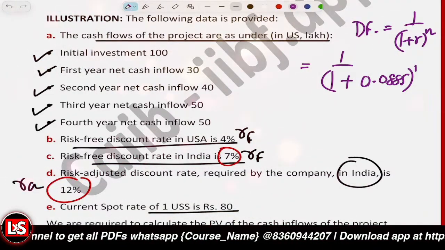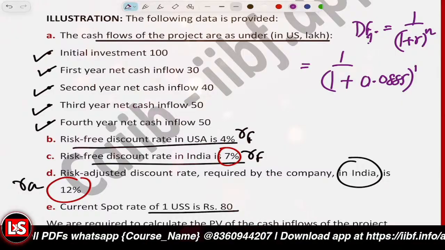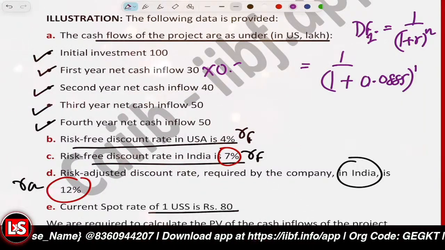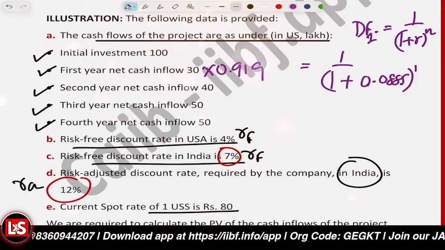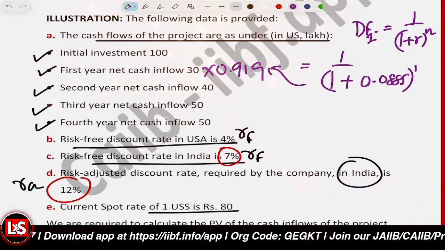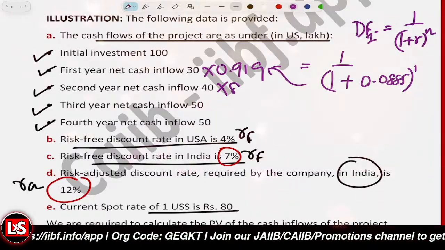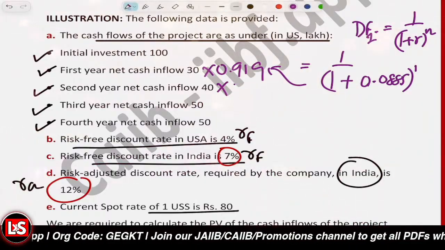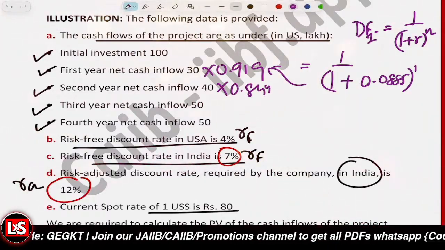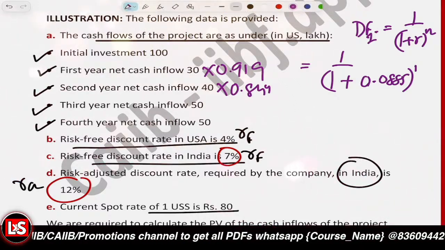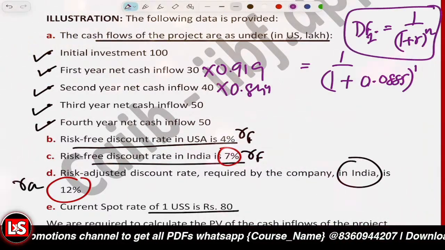This is the discounting factor that we calculated for the first year. In the same way we have to calculate it for the second year, third year and so on. And this is 0.919. And we'll get another one for the next year. It will be 0.844.